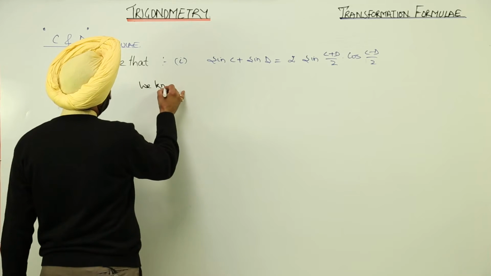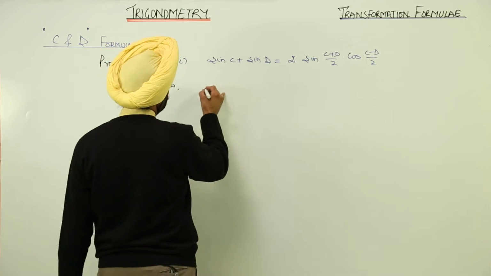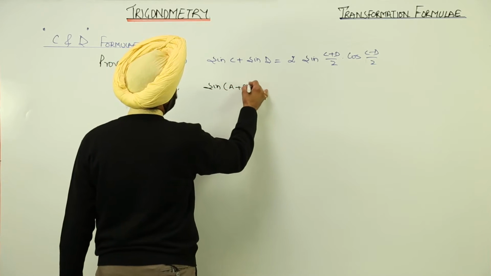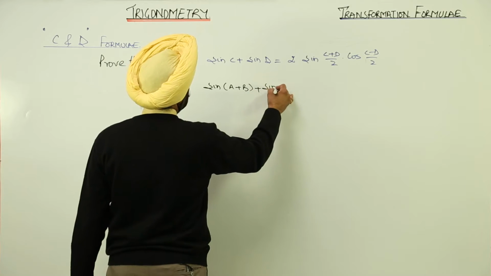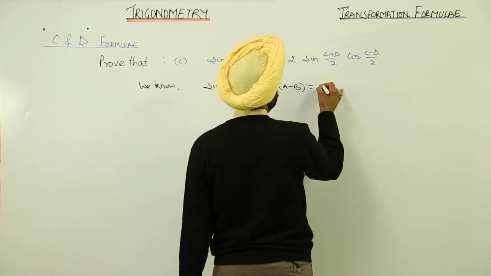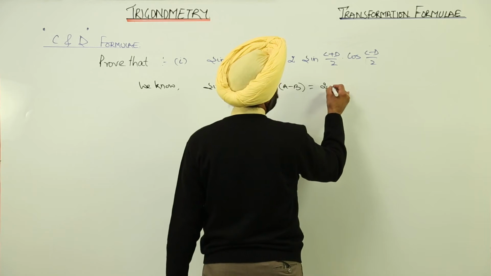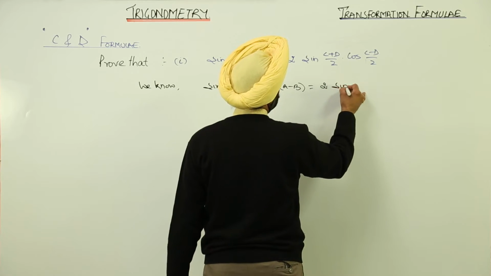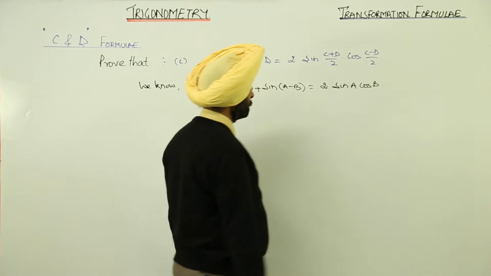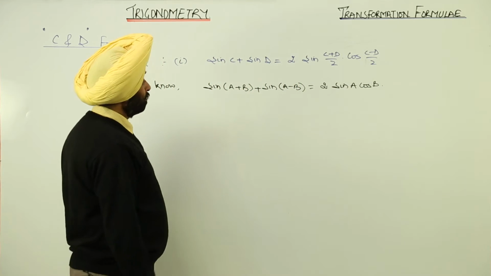Now we know sin A plus B plus sin A minus B is equal to twice of sin A cos B. Okay.